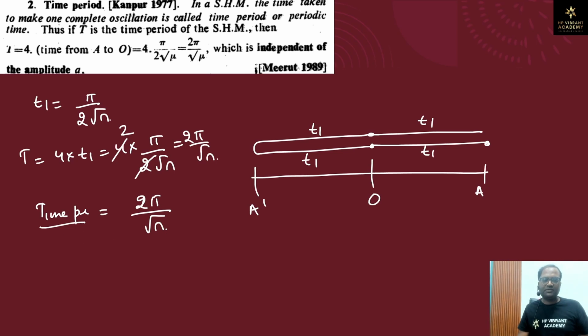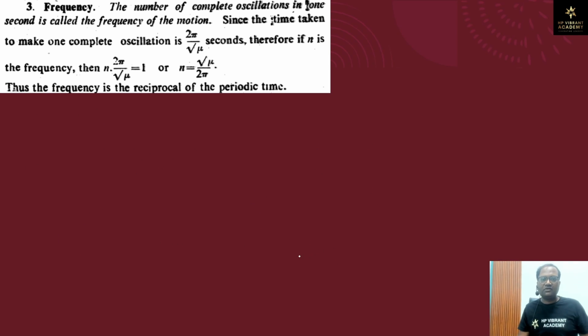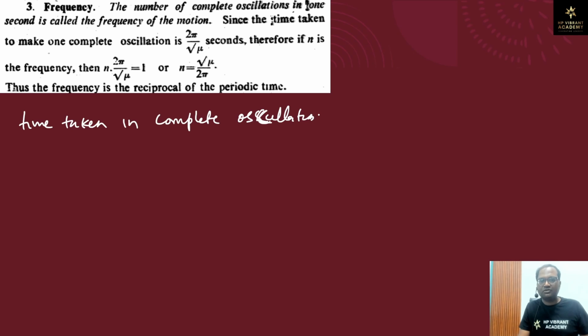And this time period is independent of amplitude A. Okay. Now let us find the frequency. The number of complete oscillations in 1 second is called the frequency of the motion. Okay. So the time taken in one complete oscillation is equal to 2 pi upon root under mu seconds.